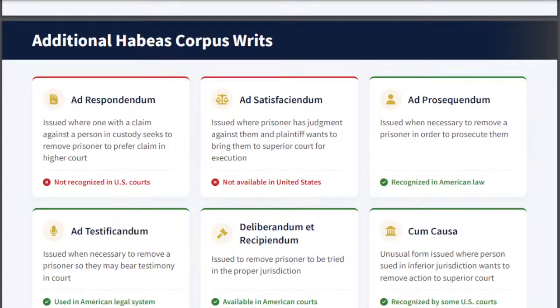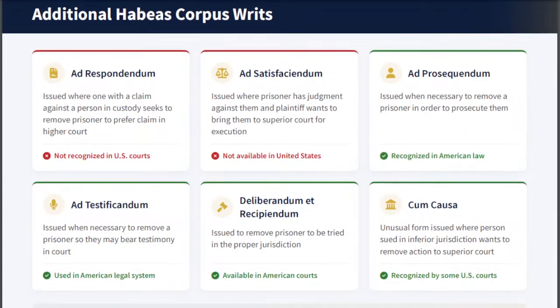And now we're on to the additional habeas corpus writs. Now we take our test from what we just read in Black's. Ad respondendum, issued where one with a claim against a person in custody seeks to remove prisoner to prefer claim in a higher court. But this is not recognized in U.S. courts.